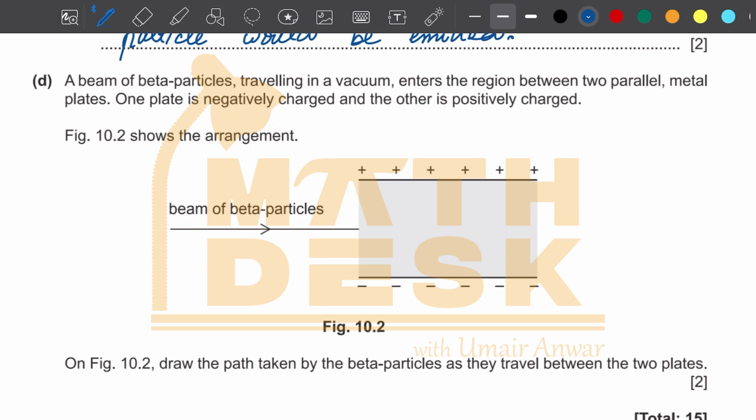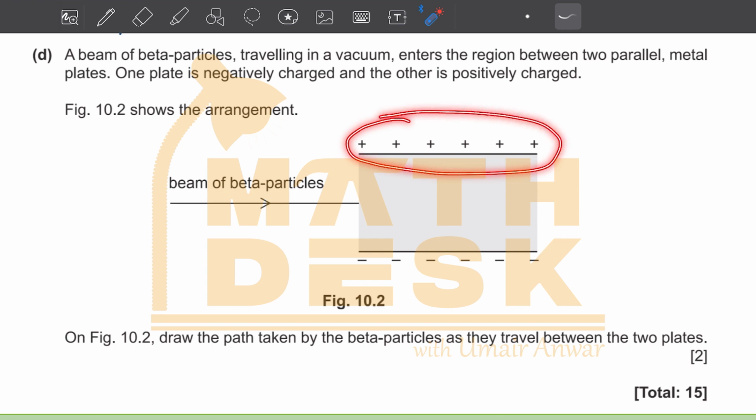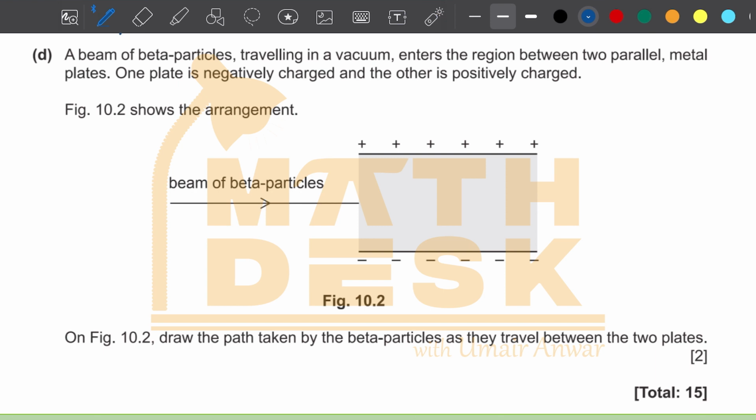Okay, the last part of the question says a beam of beta particle traveling in a vacuum enters a region between two plates. One plate is negatively charged and the other is positively charged. Figure 10.2 shows the arrangement. On figure 10.2, draw the path taken by the beta particles as they travel between the plates.